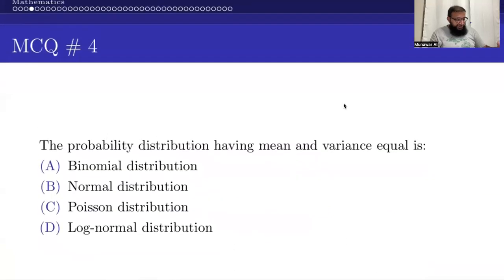So: the probability distribution having mean and variance equal. This is a really very common question. It has been asked many times in many exams. It is the Poisson distribution.